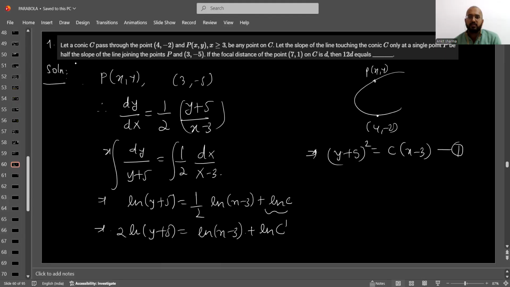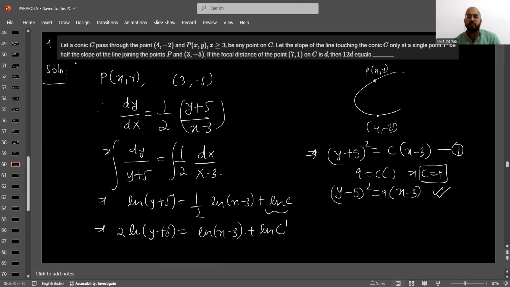Now I know that this conic passes through the point (4, -2). So I can plug in here (4, -2). So (5 minus 2) square, which is 3 square, is 9, is equal to c into 1. This implies c is equal to 9. So we got the parabola. So the parabola turns out to be (y plus 5) square is equal to c into (x minus 3). So it is basically (y plus 5) square is equal to 9 into (x minus 3). So we got the conic.